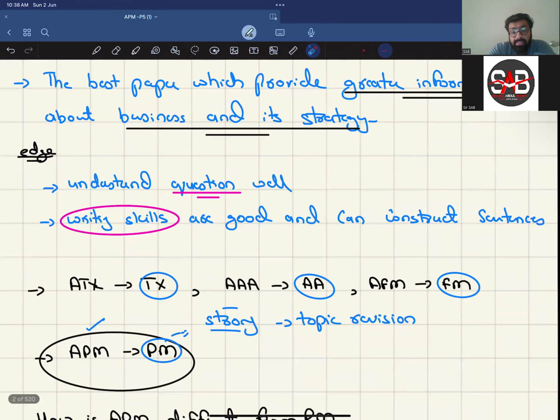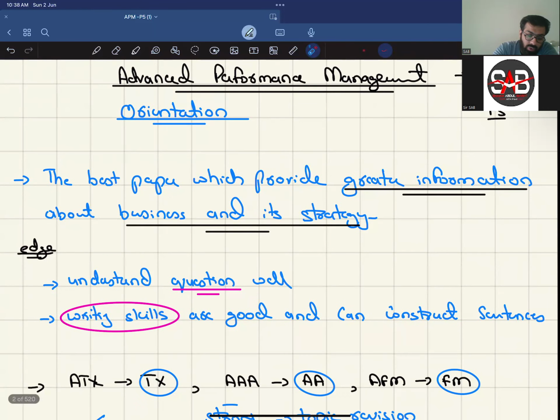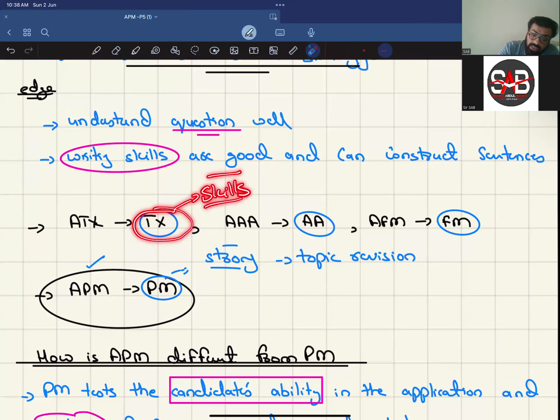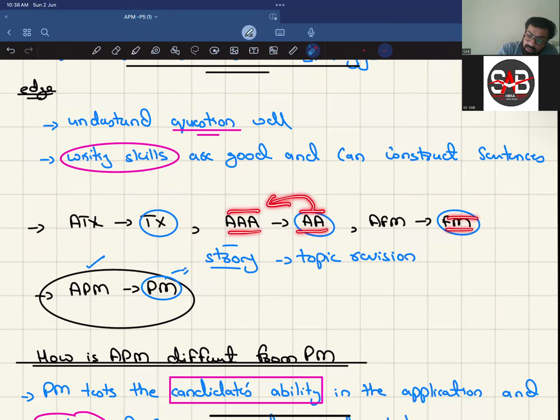Now, previously, this was one of the optional papers, right? You must have an idea that you have a couple of optional papers in ACCA. Previously the paper was TX, that's part of the skills level, and its advanced level is ATX, right? AA, its advanced level is AAA. FM, its advanced level is AFM. PM, its advanced level is APM, right?